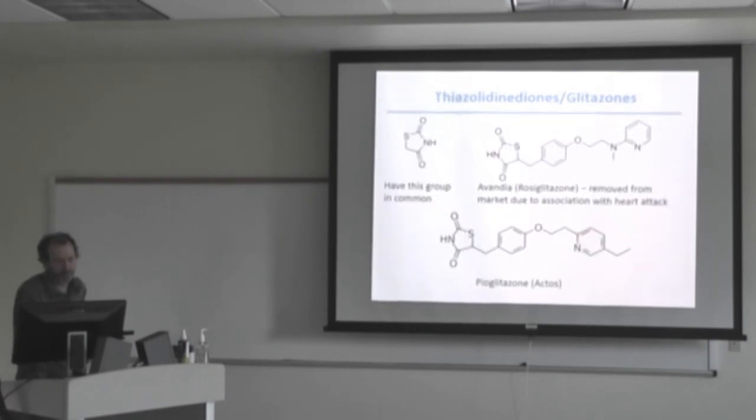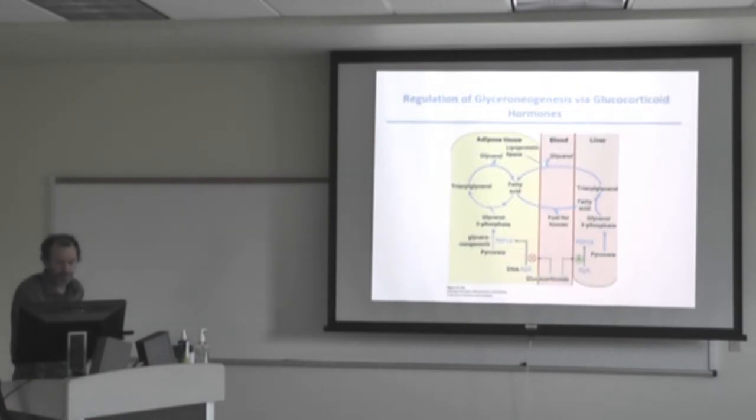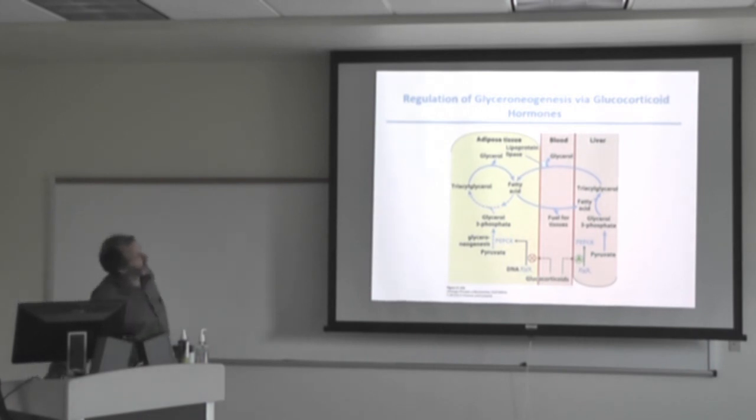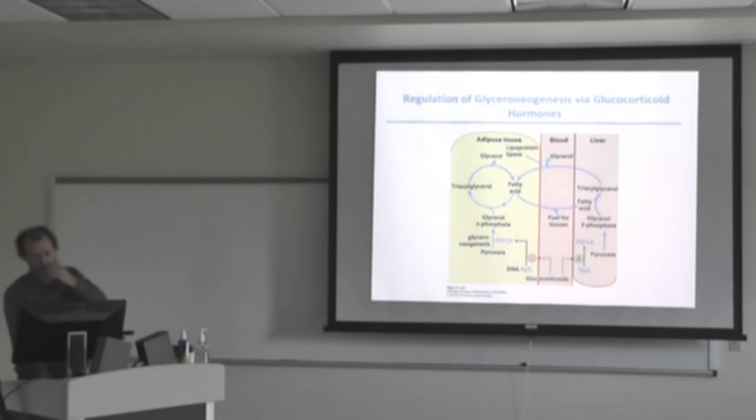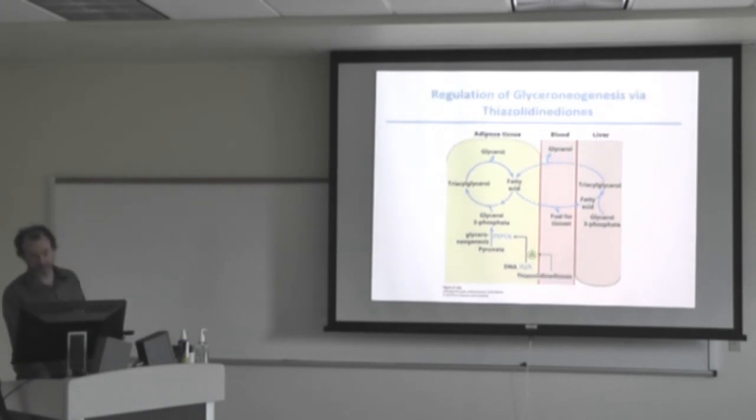And this is the structure of those thiazolidinediones, or the glitazones. And this shows you the regulation of glyceroneogenesis via glucocorticoid hormones, and then how the thiazolidinediones interfere with that.